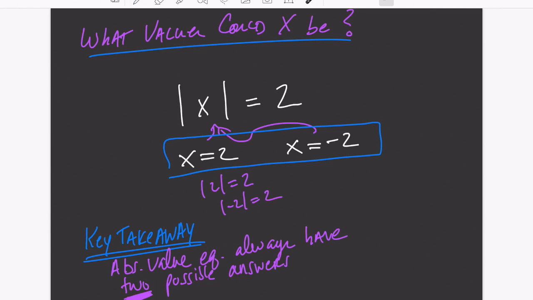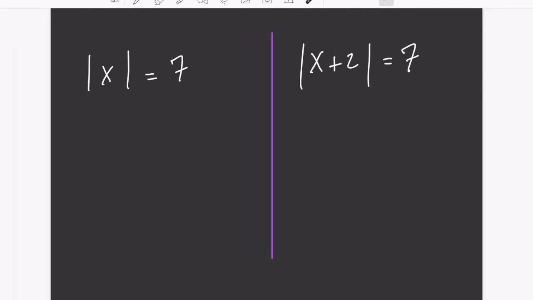And the key thing to keep in mind here is that absolute value equations are always going to have 2 possible answers because whatever is inside there could be positive or negative. Let's keep that in mind. We're always going to have 2 possible answers. So again, what could be inside there? Well, it could be a 7, but it could also be a negative 7. So x could be 7 or x could be negative 7. And again, we have 2 possible answers.